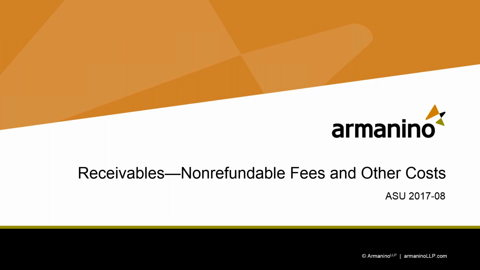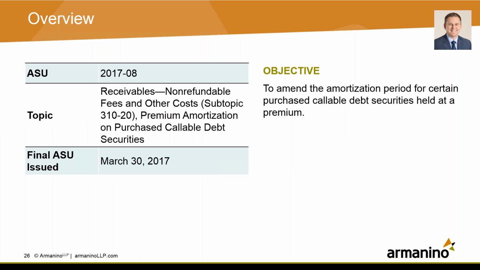So moving on to the next topic, we're going to talk about ASU 2017-08, receivables, non-refundable fees and other costs. ASU 17-08 was just recently finalized by the board and was issued to amend the amortization period for certain callable debt securities that a company holds at a premium. Under current GAAP, entities generally amortize that premium paid as an adjustment of the yield over the contractual life of the instrument. Additionally, entities that have a very large number of similar loans can accurately predict the future principal prepayments when applying the interest method of amortizing those loans.